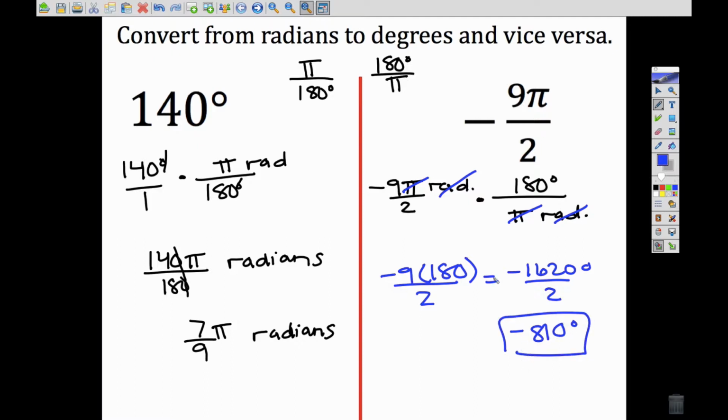I think it's really helpful, like I've said a couple of times already, if you think about what unit you need to cancel out, and then you either multiply by pi over 180 degrees, that's always going to be when you want to convert from degrees to radians, or 180 degrees divided by pi if you want to convert from radians to degrees.